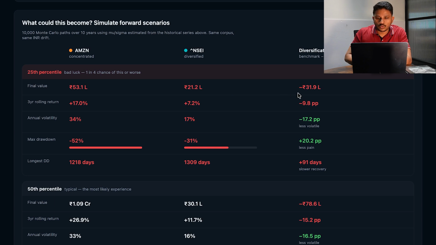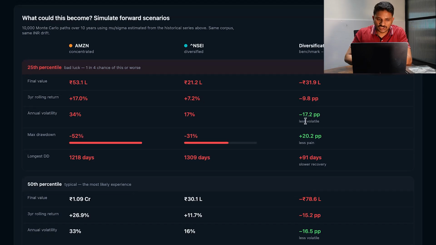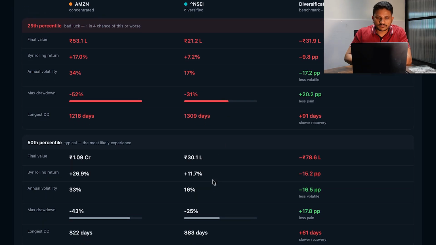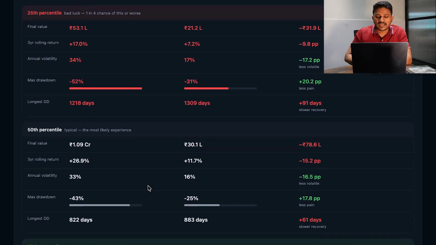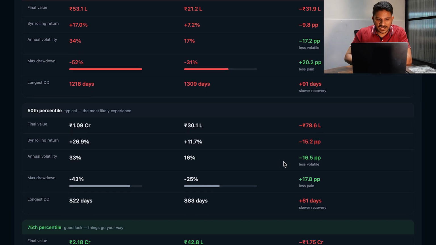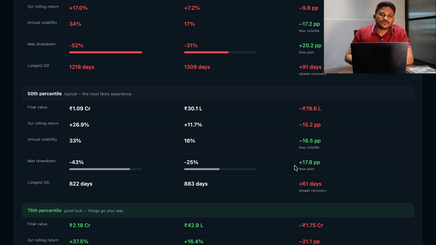Apart from volatility or max drawdown, on a most likely experience, a 50th percentile basis, you see Amazon has beaten very comfortably, both in terms of final value and also rolling return, but it obviously came with higher volatility and max drawdown. Now we've compared Amazon with Nifty 50, an Indian index.